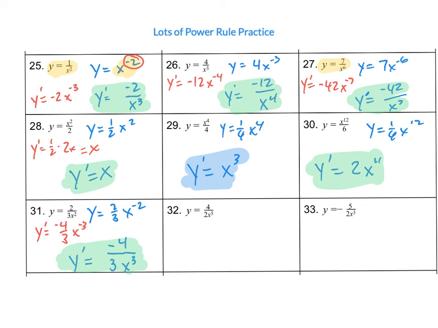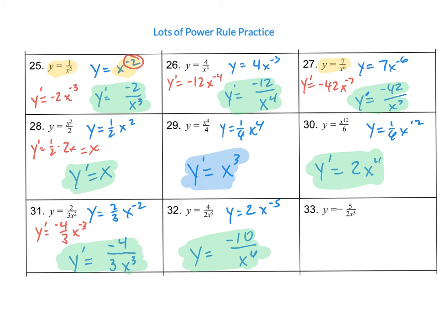You attack number 32 the same way, although I'm going to simplify this. 4 divided by 2 is just 2, so this is y equals x to the negative 5. And you can kind of see where this is going to go. It's going to be negative 10 over x to the 6th. This is very similar to the top row of problems. All I did is I left out the red where I write it with a negative exponent. It's negative 10x to the negative 6, but we move that down to negative 10 over x to the 6th.